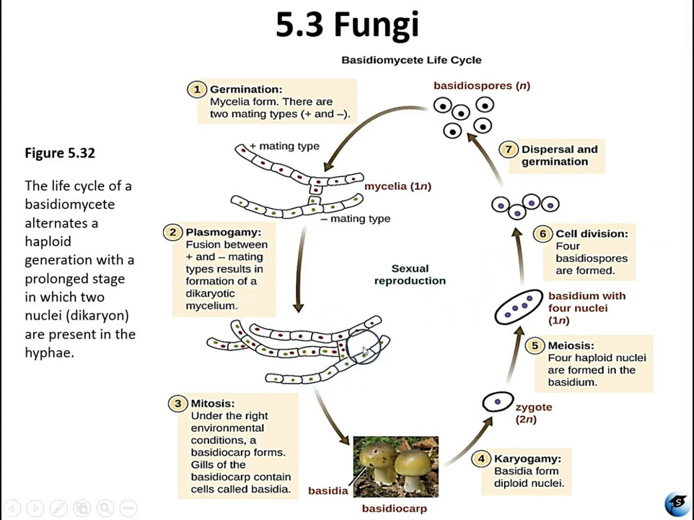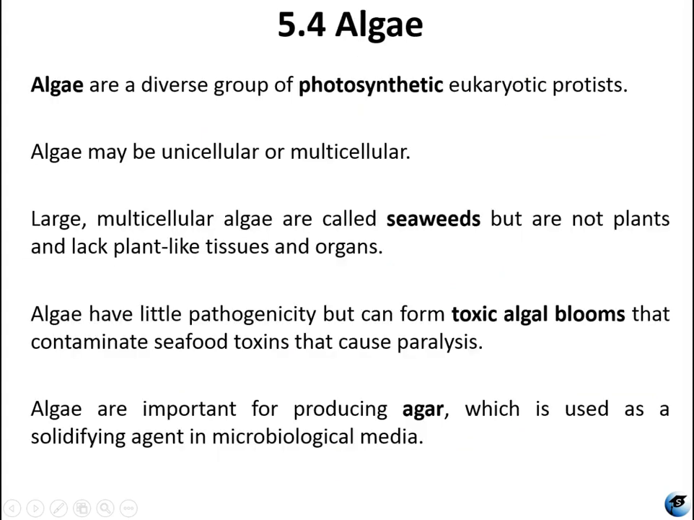Okay, let's move on to algae. Algae are photosynthetic eukaryotic protists. They, again, can be unicellular or multicellular. And again, the larger ones, the large multicellular ones, look very much like tissues, or like plant tissues, but they are not. The really large algae are actually seaweeds. Seaweeds are not plants. They don't have any kind of organs like plants do.